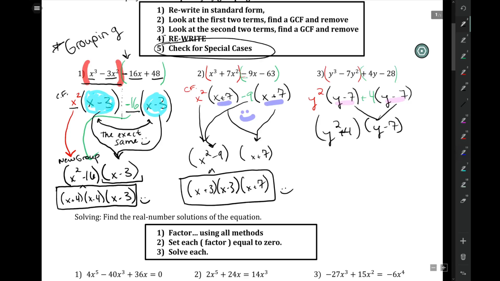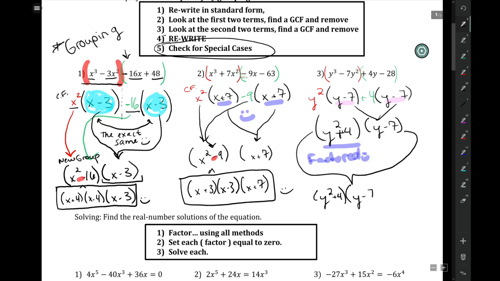Now, this is factored. Okay? It cannot break down. Why? Again, to emphasize the plus sign. So, notice here, in the previous two, we had the minus. So that means it can break down. The positive means it's completely factored. So, to be clear, your answer would be now y squared plus 4, which is done, and y minus 7.